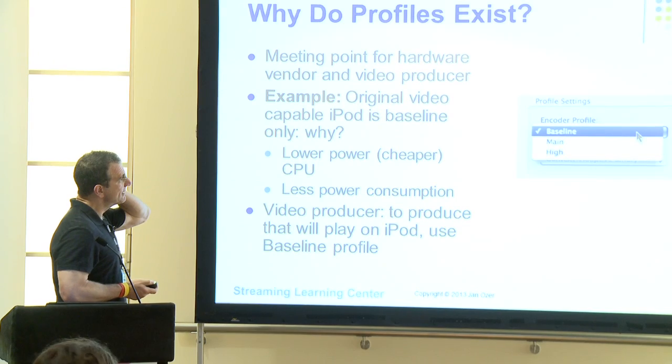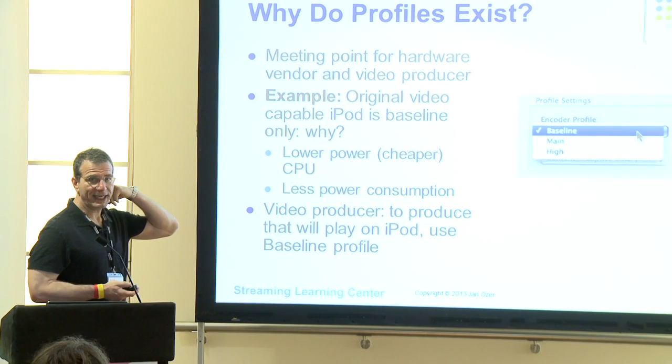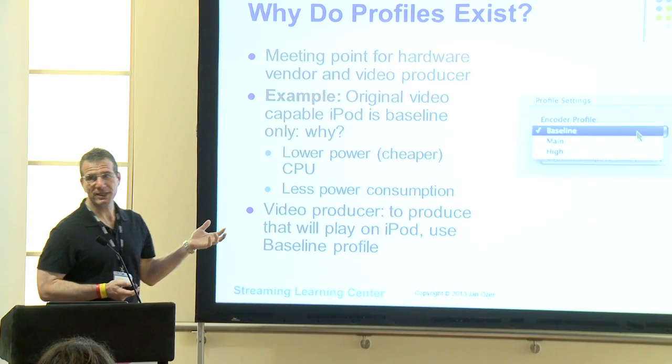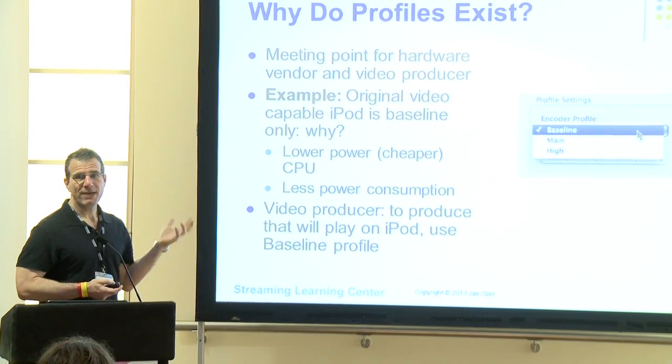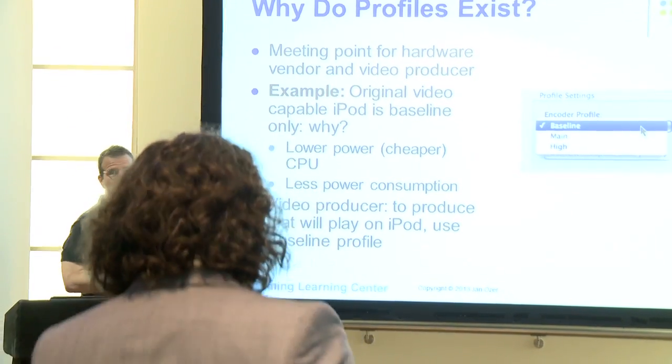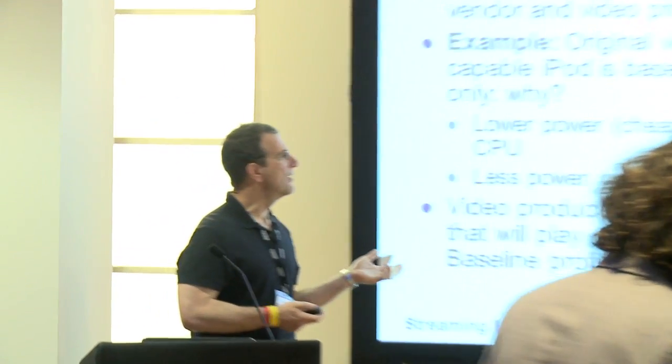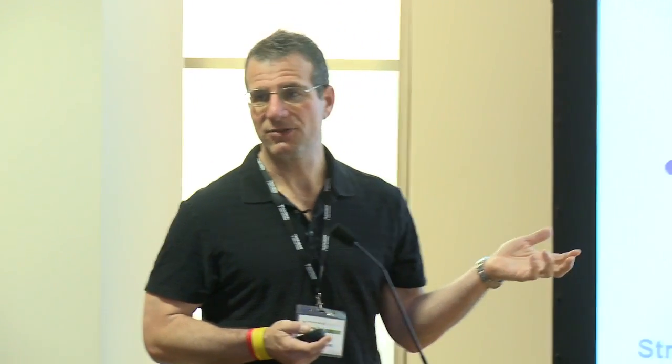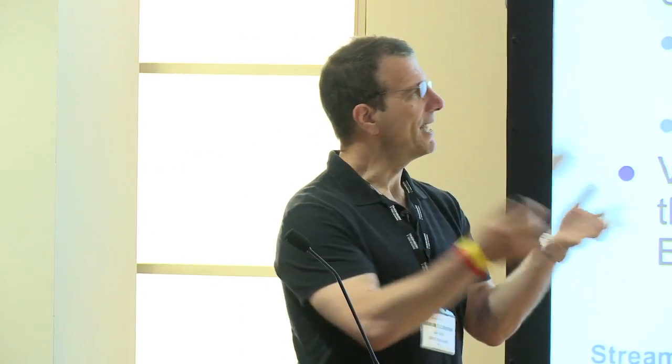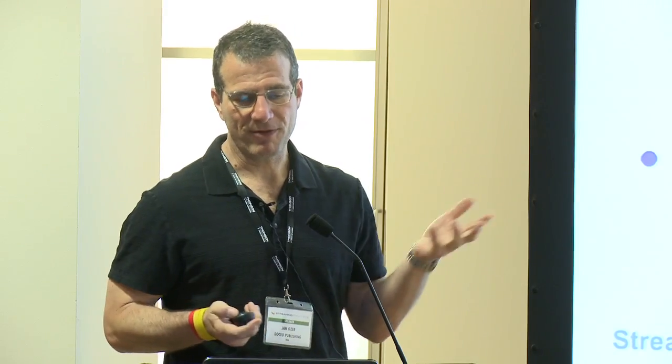Because it lets hardware manufacturers use H.264 but limit the CPU power necessary to decode the video. So when Apple came out with the first video-capable iPod, they said, we're going to support H.264 video, but only the baseline profile, because that way we can afford the CPU, we can afford the battery life. And if you're a video distributor, you know that to support that device, you need to produce your video using the baseline profile. So it's a nice meeting point between the hardware vendors and the video producers, and that's why profiles exist.